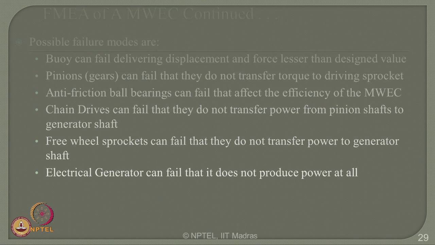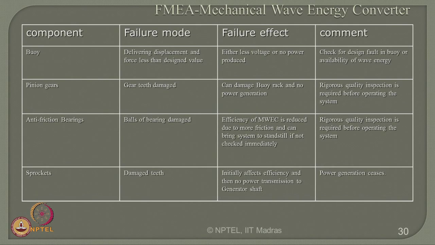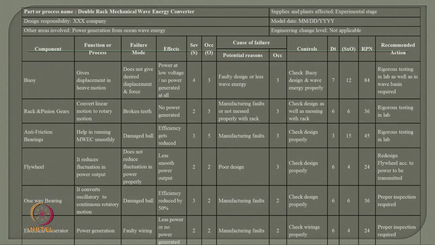So when you identify the different failure modes, you can easily put them in a tabular form: the component, what the failure modes are, what the failure consequences are on the overall functioning of the converter, and what comments you suggest to improve the design. Now the design is improved, and you see it is a double rack mechanical wave energy converter developed at IIT Madras and patented to IIT Madras, an engineering design done by the Ocean Engineering Department, IIT Madras. Date and company are default, engineering level change are not applicable.